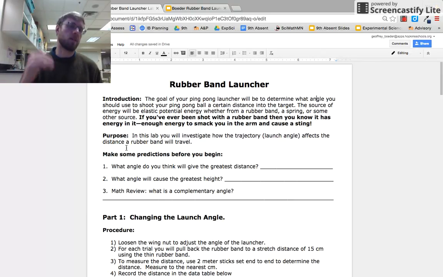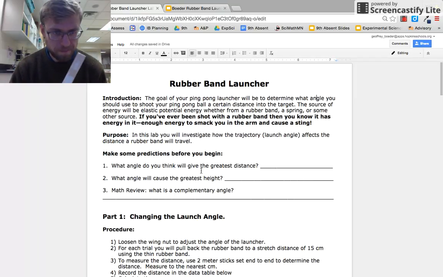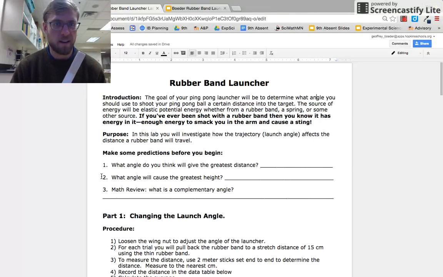Before we begin, let's make some predictions, kind of get our brains into it. What angle do you think will give the greatest distance? Is that going to be like a perfect 45? Or is it going to be more down like a 30-degree angle, or low like a 15 or 10 degree? What do you think is going to be? Oh, maybe a high angle, like an 80-degree lob is going to be the most distance. What do you think? Make a prediction. Okay, you got one? Good.